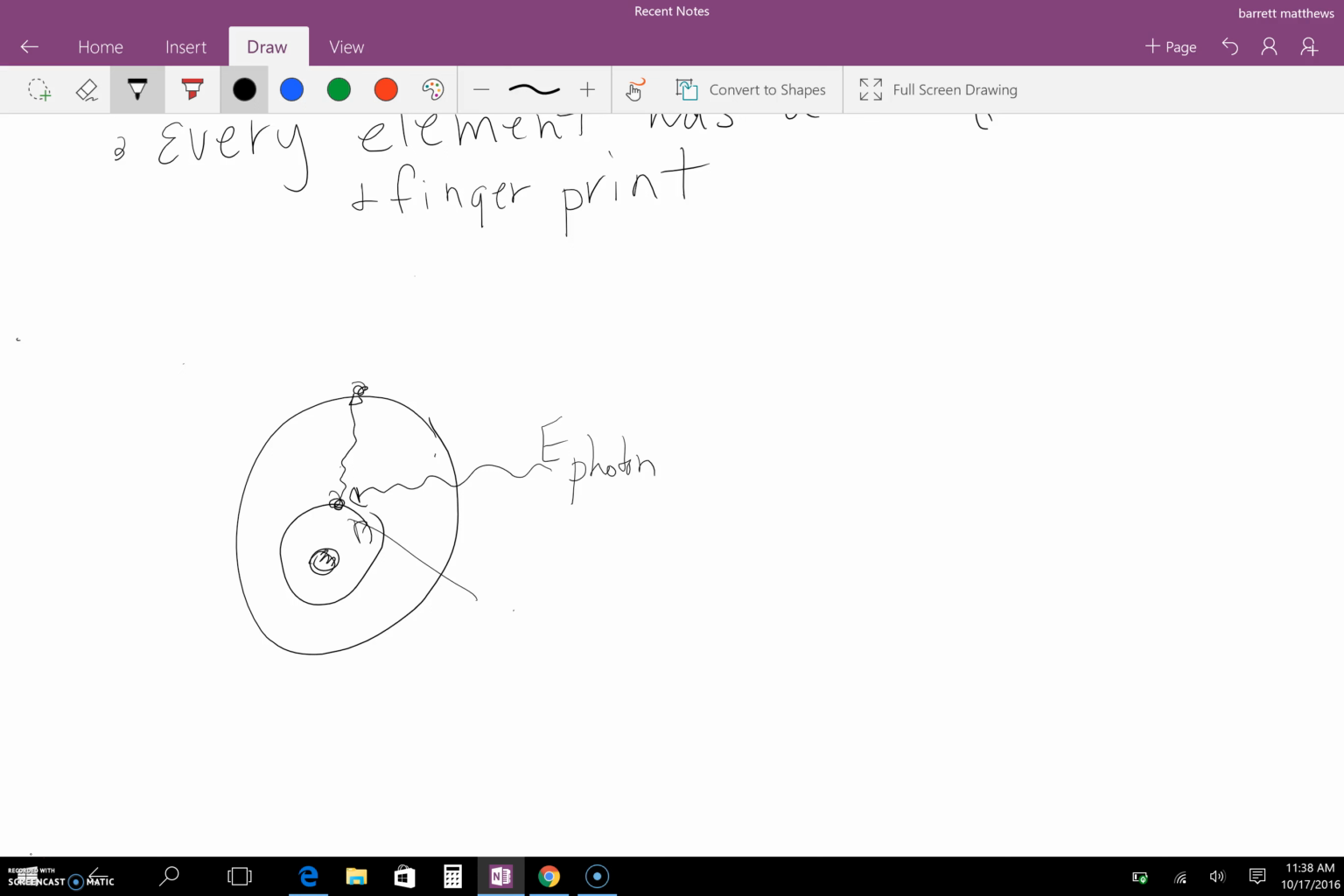This first level was its ground state. This next level is called its excited state. But it can't stay excited for very long. So it's going to drop back down. When it drops back down, it's going to give off energy.